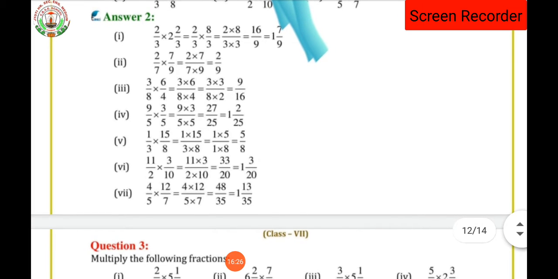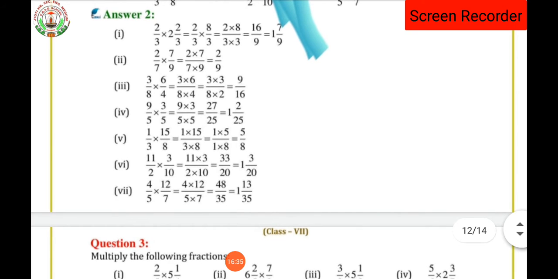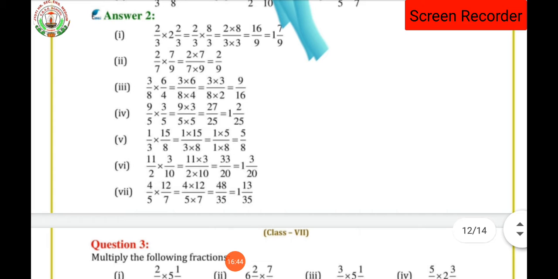Okay. So the last part of the question is the seventh one, 4 upon 5 into 12 upon 7. So here 4 into 12 will be 48 and 5 into 7 will be 35. When it is changed to reduced mixed fraction form, it will become 1 13 upon 35. Clear?